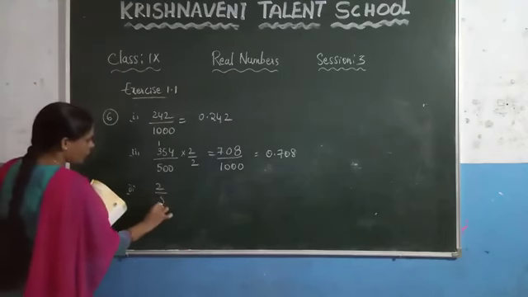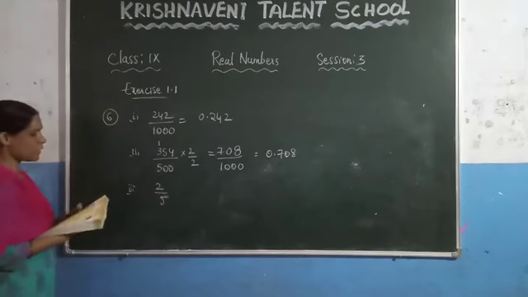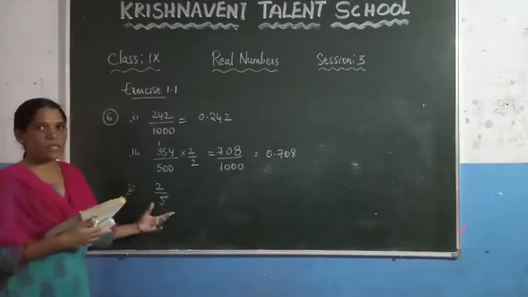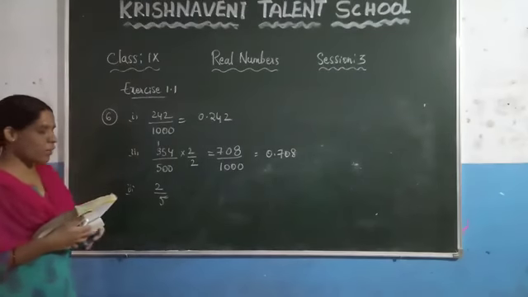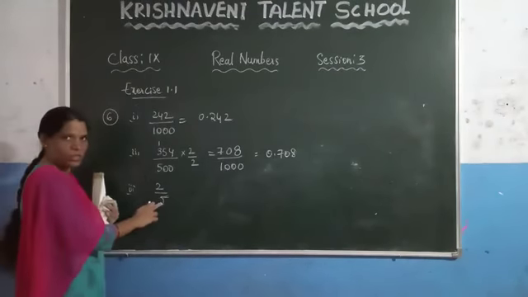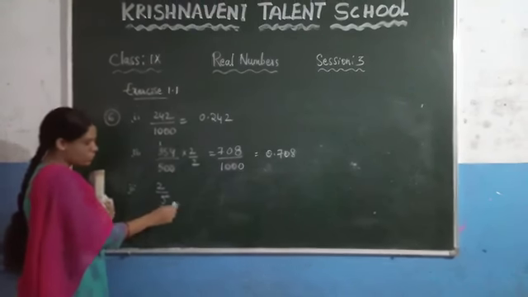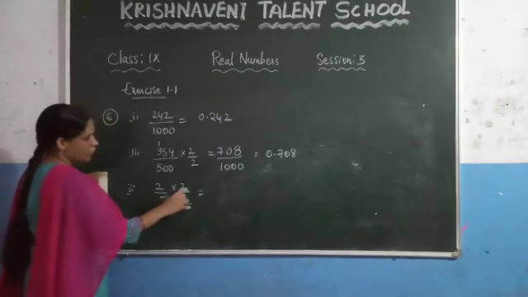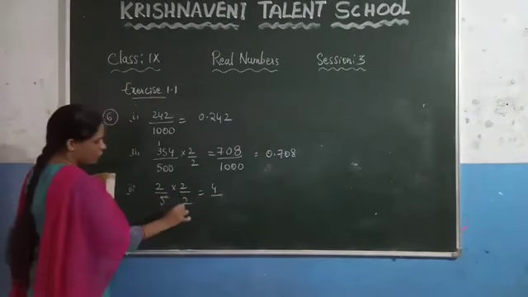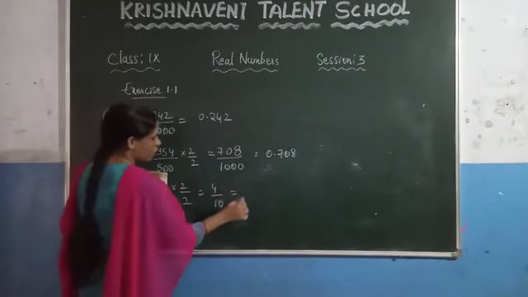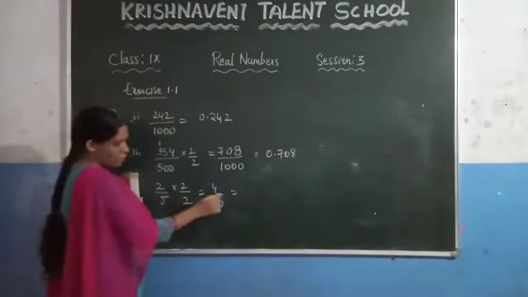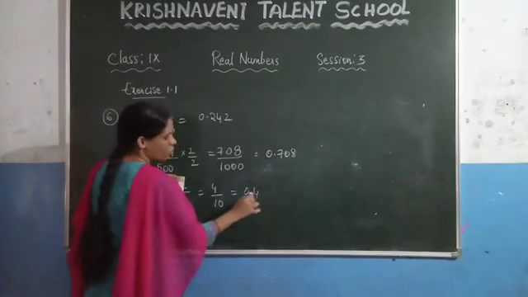2 by 5. Again, just make the denominator a power of 10. To make the denominator 10, which number do you have to multiply by? You have to multiply this number by 2. So that you will get 5 into 2, which is 10. So multiply and divide by 2 by 2. What will you get? 2 into 2, which is 4. 5 into 2, which is 10. So since 10 has one zero, you have to move one digit. So you will get 0.4.